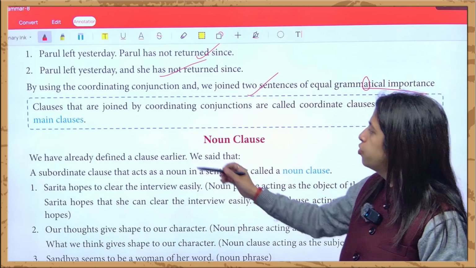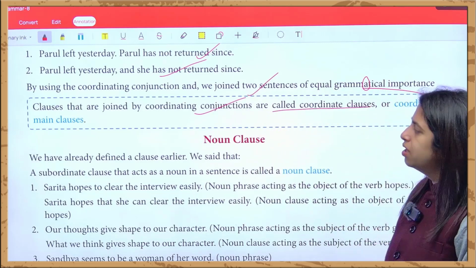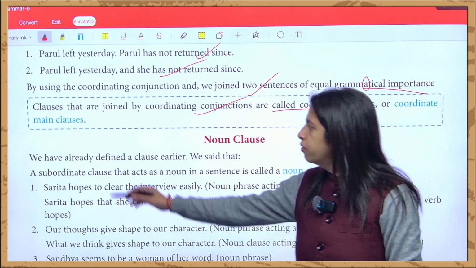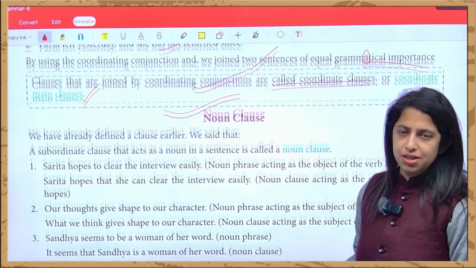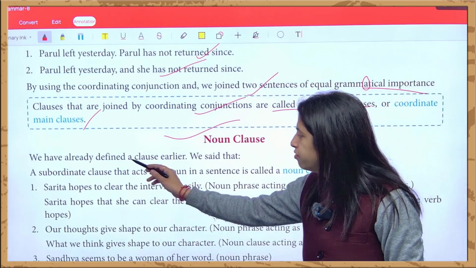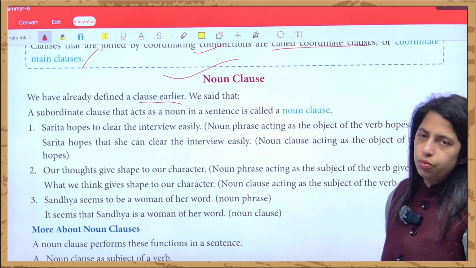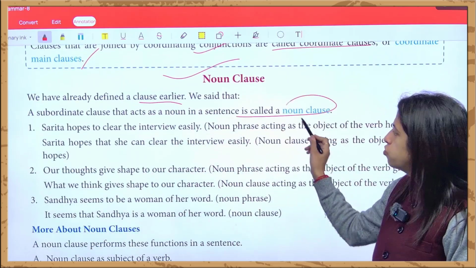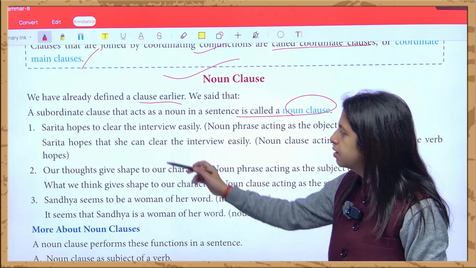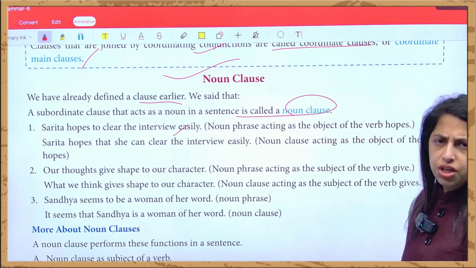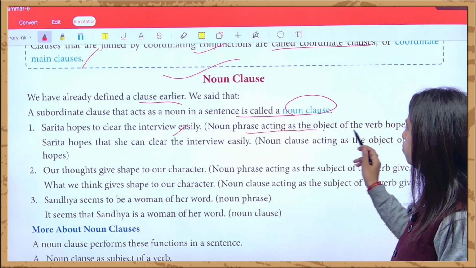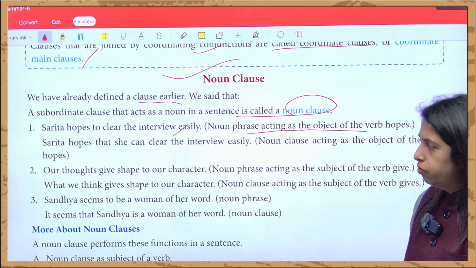So clauses that are joined by coordinating conjunctions are known as coordinated clauses, or you can say main clauses, right? Moving on to the noun clause, which will definitely function as a noun, right? So we have studied earlier a subordinate clause that will act as a noun. उसको हम noun clause बोलते हैं. आप देख सकते हैं, Sarita, she hopes to clear the interview easily, she can clear the interview. So noun clauses, they act as the object of the verb, right?